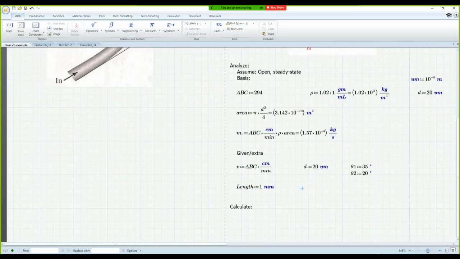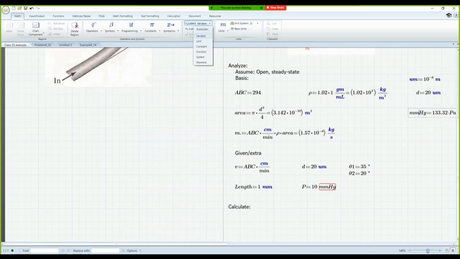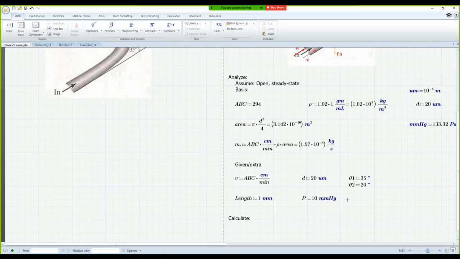We are also told that the pressure is 10 millimeters of mercury, and we need to define that. A millimeter of mercury is the same as 133.32 pascals. We need to label that as a unit. I may need the density, so that's defined there. Okay, all right. So now let's go to our calculate.